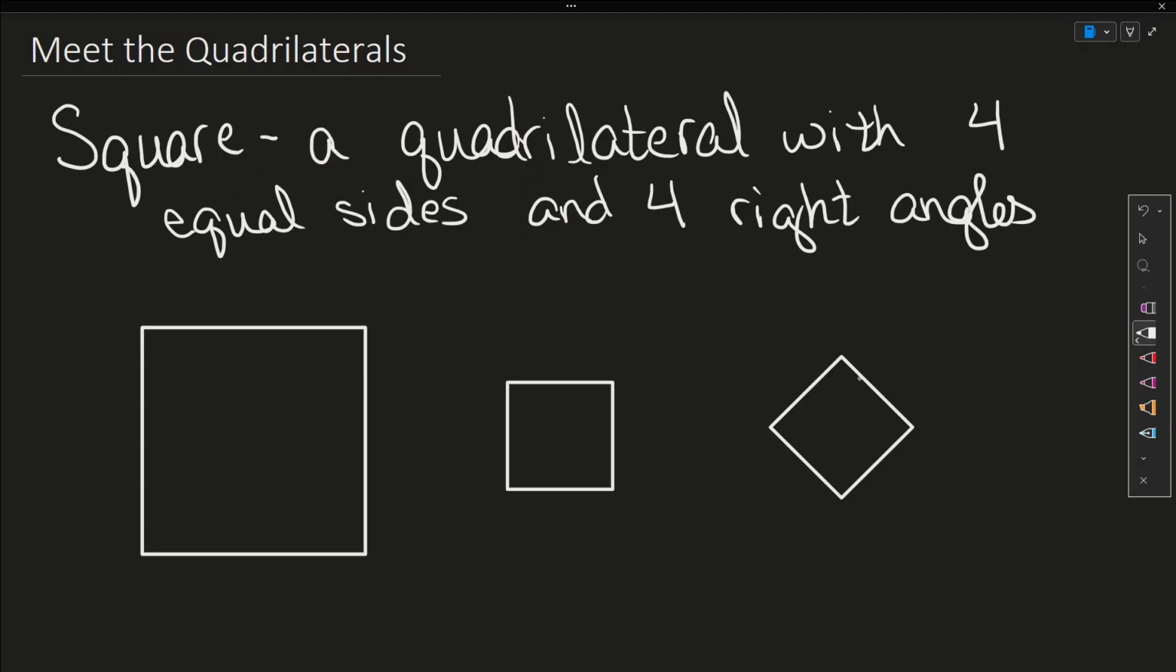A square is a quadrilateral with 4 equal sides and 4 right angles. It is both equilateral and equiangular. A square is our example of a regular quadrilateral.